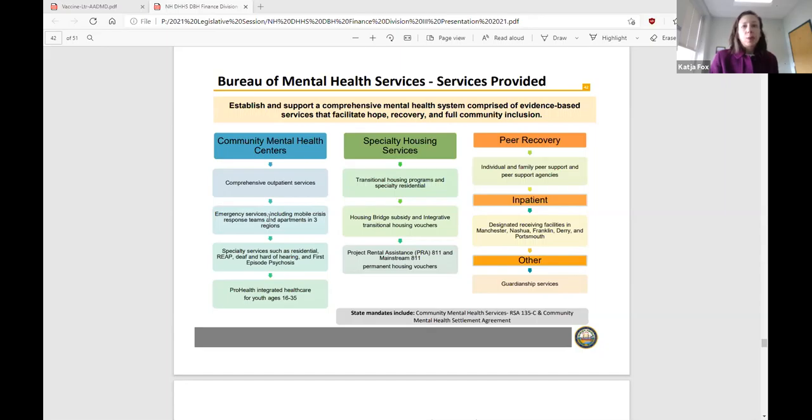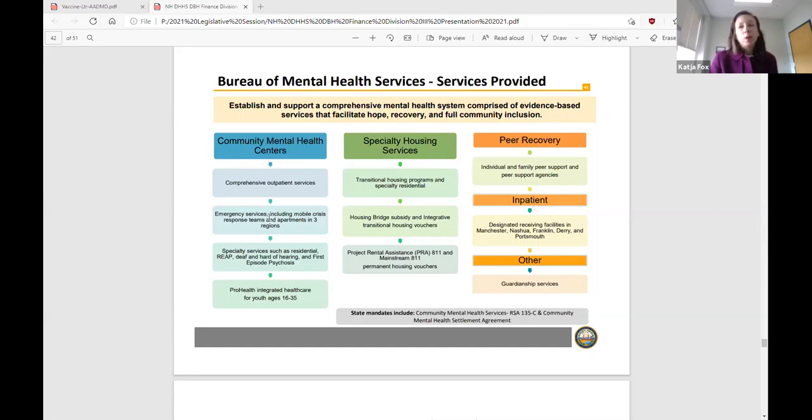You'll see community mental health centers, as we talked about on Monday, there are 10 centers situated in geographic locations throughout the state. You all have them in your districts, and hopefully you know them. And if you don't, it would be great for you to connect with them or them to connect with you to talk in more detail about the types of services that they provide. So they have the outpatient services, emergency services.